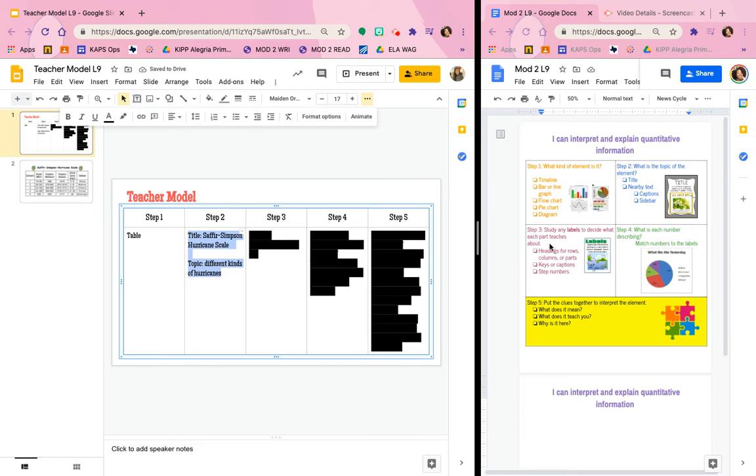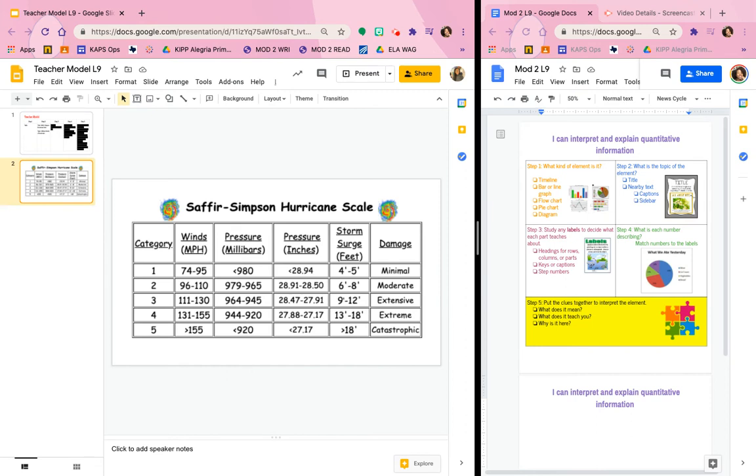Step 3, I need to study any labels to decide what each part is teaching me. So let's look here. What is the heading for the first column here? The heading is category. And what are the numbers that go with it? The numbers that go with it are 1, 2, 3, 4, and 5.